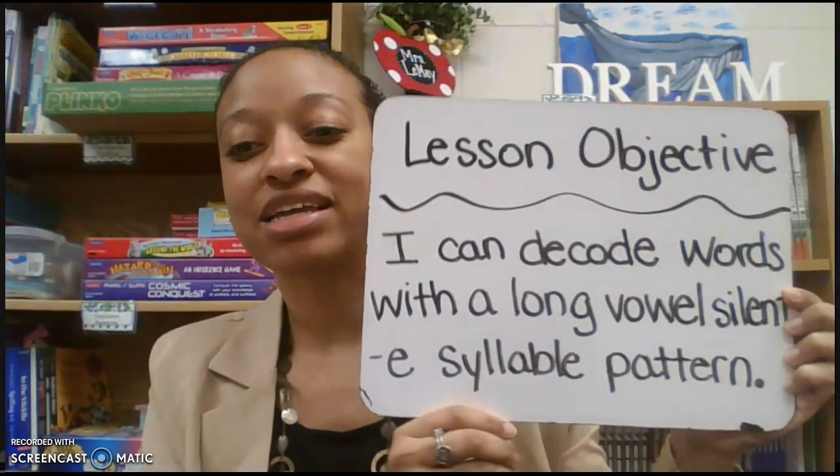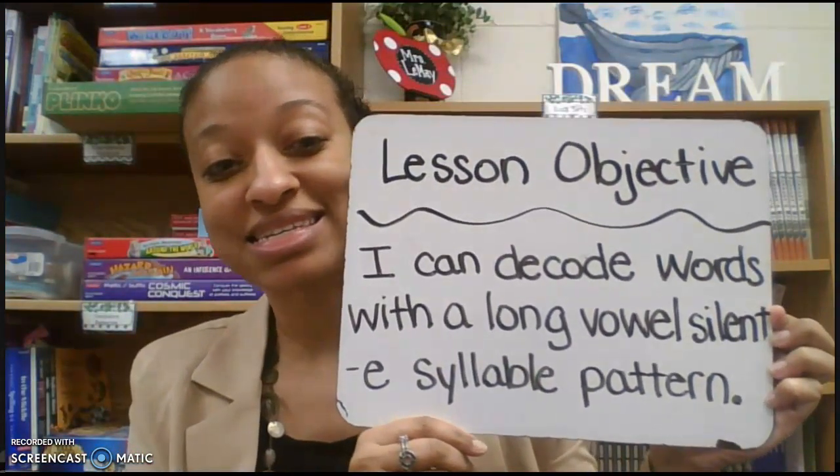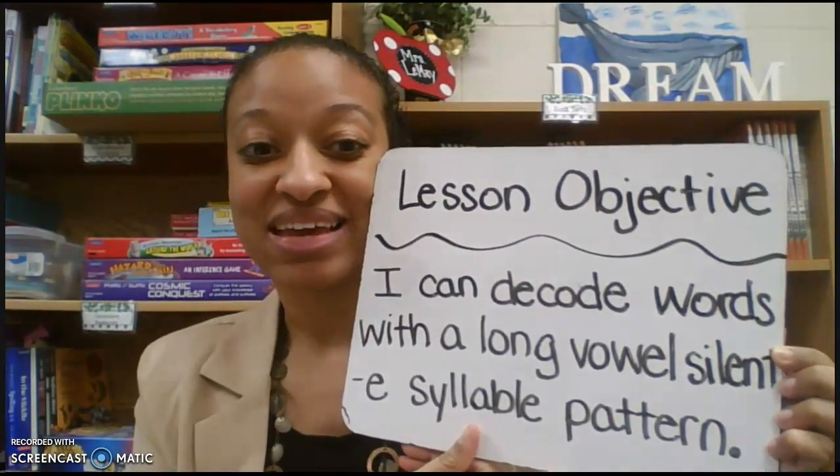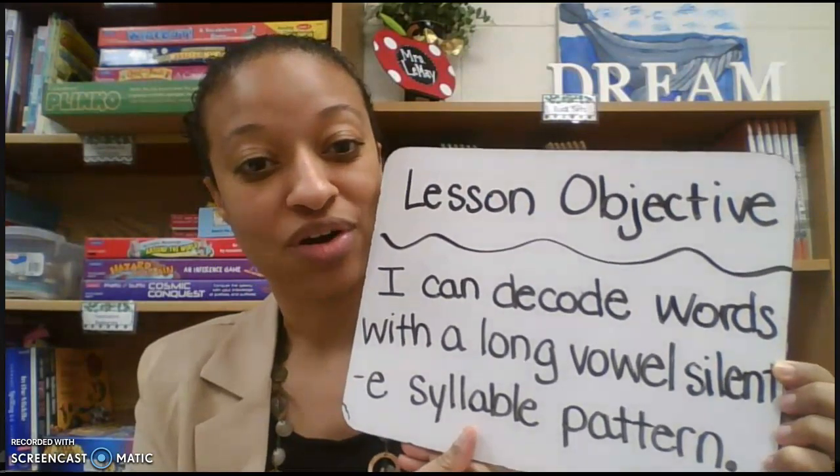Our lesson objective for today is I can decode words with a long vowel silent E syllable pattern. In order for us to get to that objective, first of all, we need to know what our vowels are. And what are they?